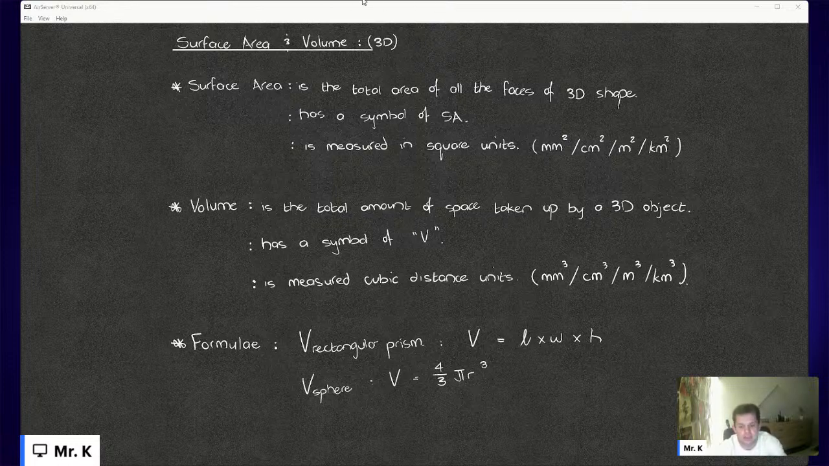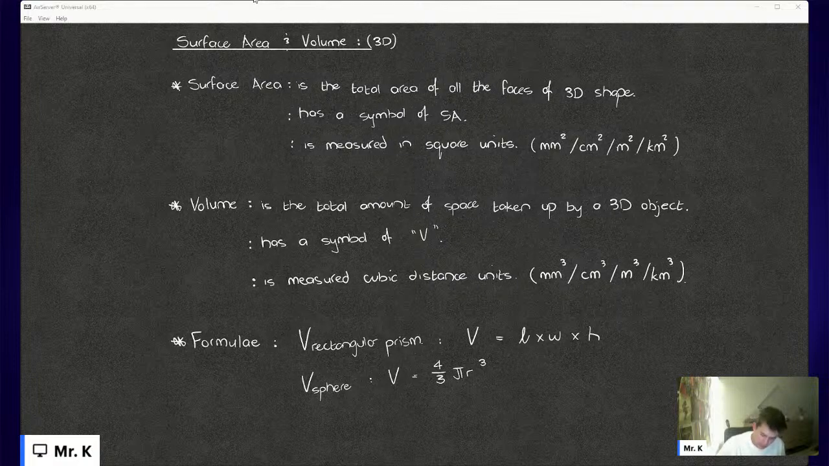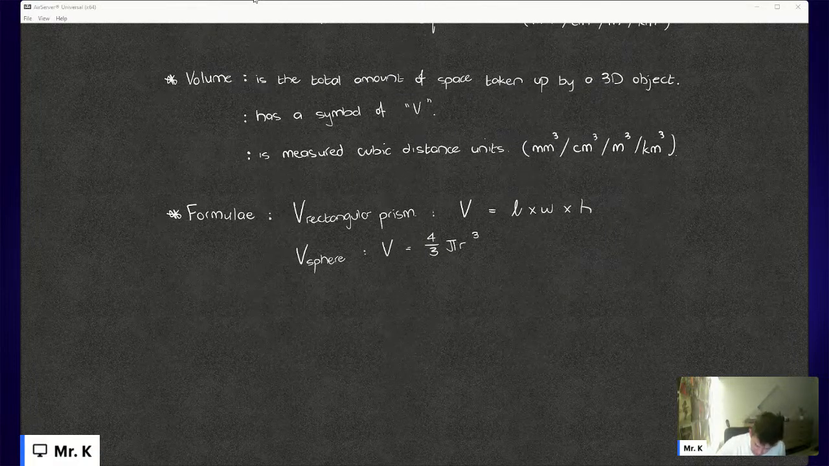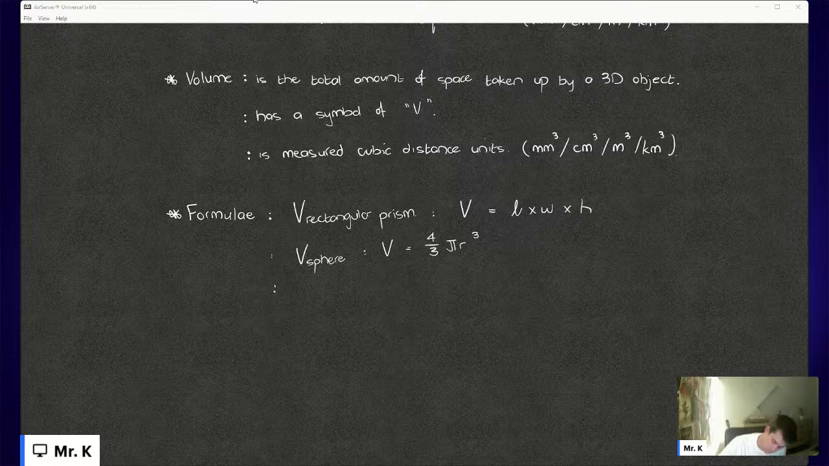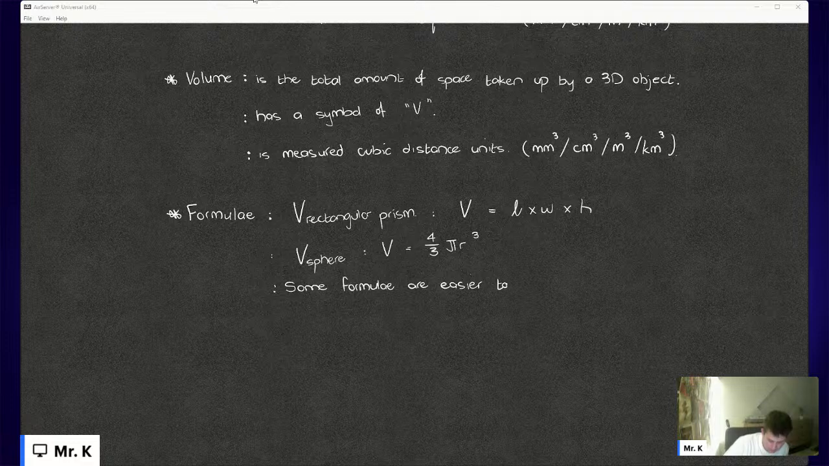Okay. So, guys, with that being said, you must also make sure that you are relatively well versed in your area of circles. Okay. So, this is just a note over here. Some formulae are easier to learn. But with that being said, we don't have to memorize every single formula that we find for volume.